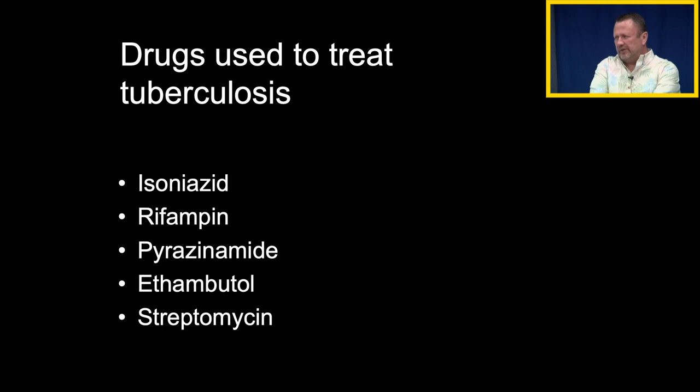These are drugs commonly used to treat tuberculosis: isoniazid, rifampin, pyrazinamide, ethambutol, and streptomycin, which is also used as a second-line agent. And again, I have a great big read about the treatment of tuberculosis. Very interesting if you guys are interested in that sort of thing. I'll make sure that these things end up in your resources section.